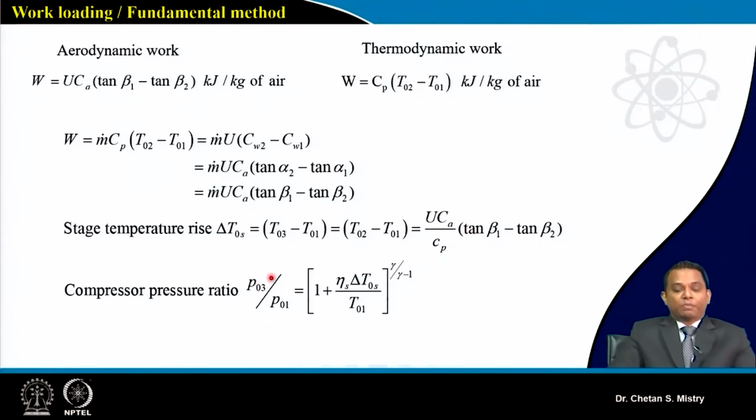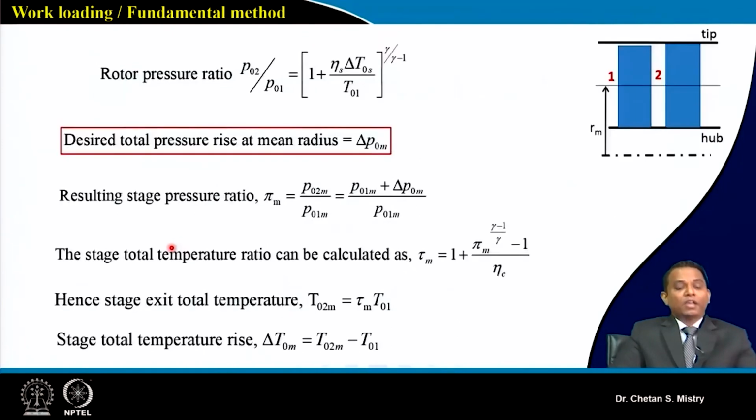So let me introduce that pressure ratio. It is given by 1 plus efficiency into delta T0 divided by T01. Okay, so this is what is representing my stage pressure ratio. Now let me rewrite this equation in sense of my pressure ratio for the rotor. That's what I am writing as P02 by P01. So this is my station 1, and this is my exit station 2. So for that we can write down this as an equation.